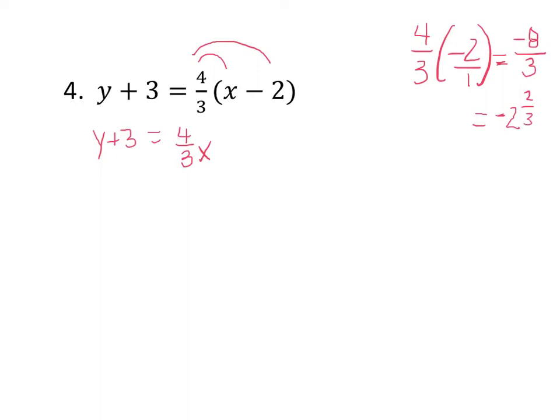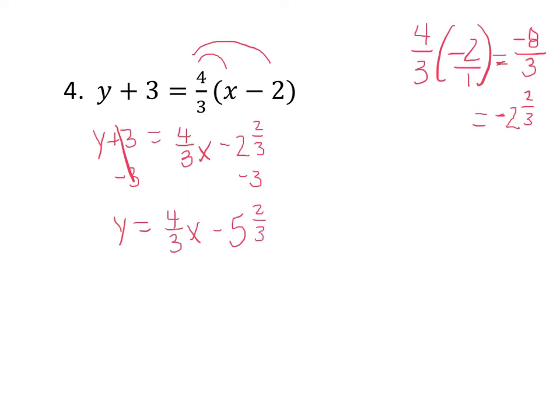Again, if you need to use a calculator to do that, you can. I made it a mixed number because I want to make sure I notice where it goes on my graph. So negative 2 and 2/3. So I need to get the y by itself, so I want to subtract 3. Okay, and then I have y equals 4/3 x, and then negative 2 and 2/3 minus 3, it would be a negative 5 and 2/3.